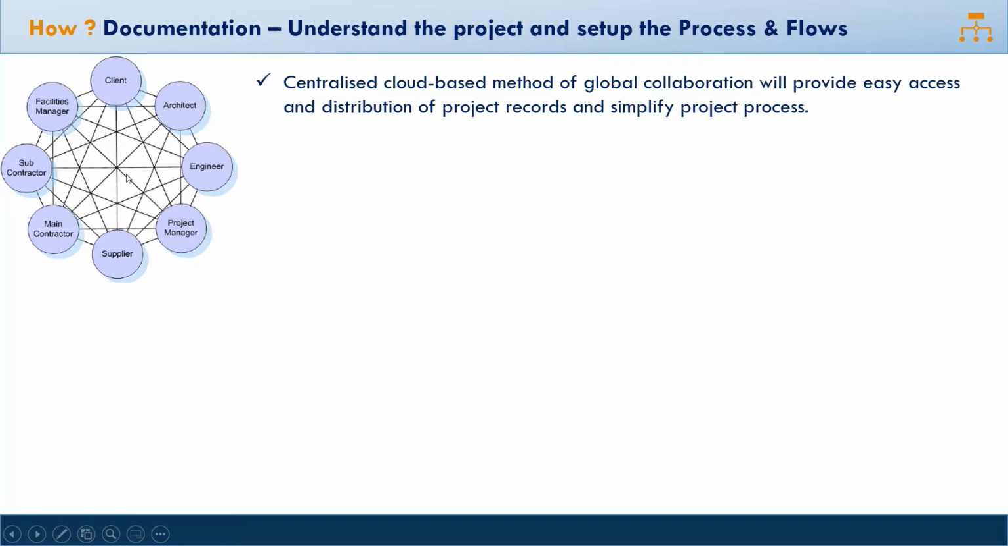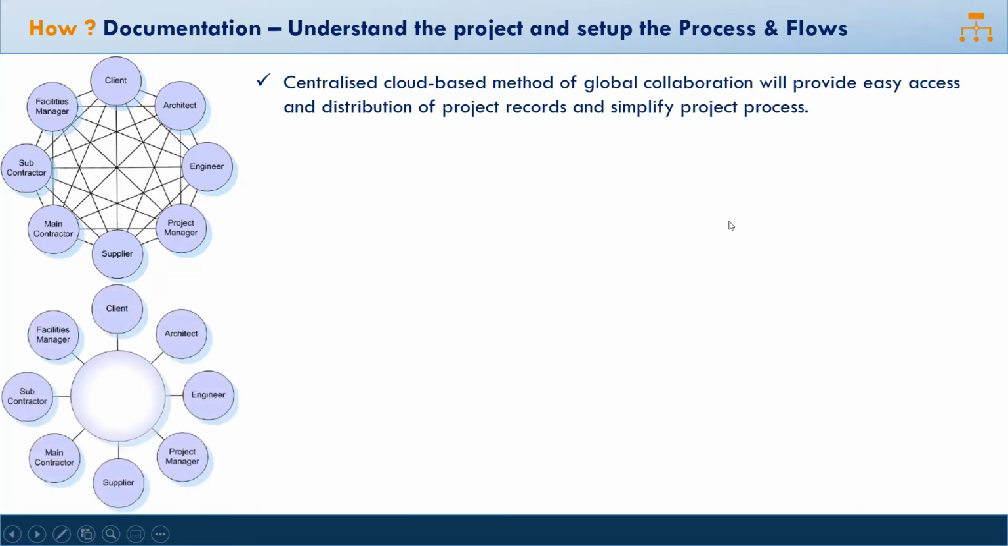So there's a very high chance of mismanagement of information, and overlooking and omission of the transactions. This will definitely hamper the accuracy of our project and delay the review approval cycle on the project. Therefore, it is highly advisable that we develop a centralized cloud-based method of global collaboration, which will provide easy access and distribution of project records and simplify the project process.